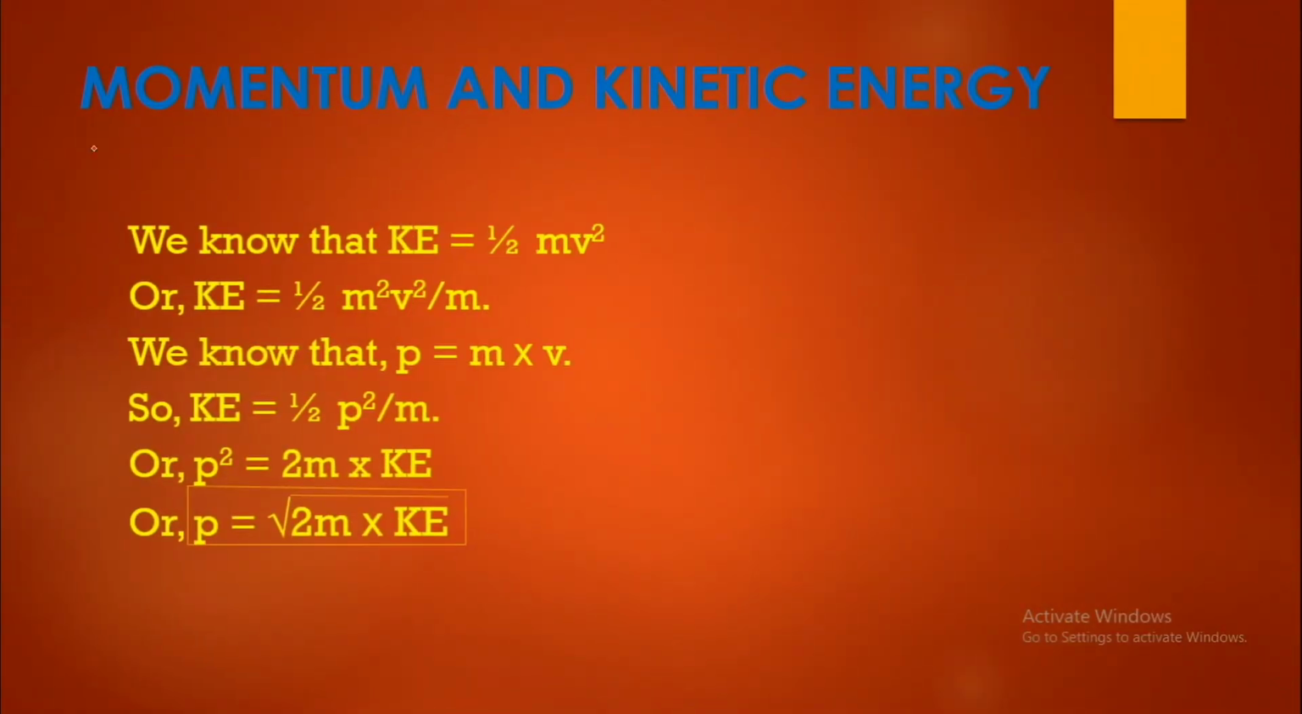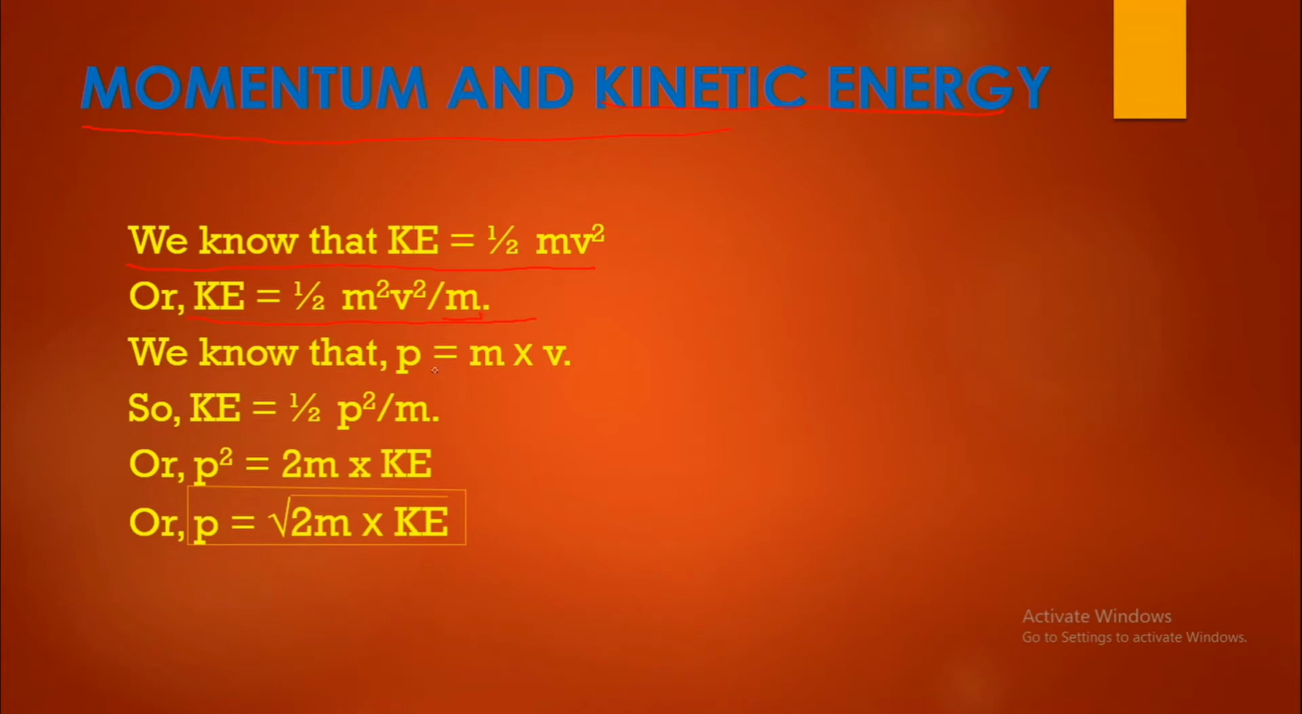Now momentum and kinetic energy. Here we will study what is the relation between momentum and kinetic energy. We know that KE is equal to half mv square, or KE is equal to half m square v square by m. Here we divide by m, and by this only this equation will be balanced.